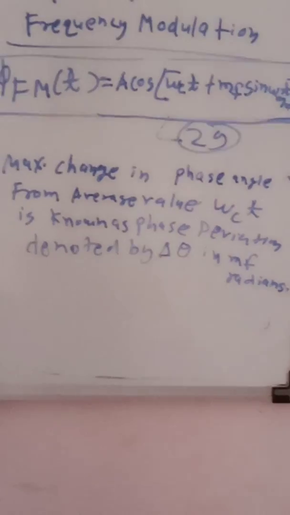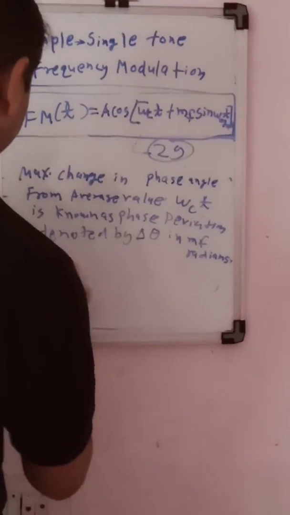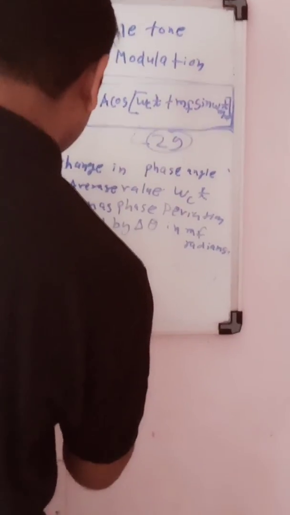So the maximum change in phase angle from the average value omega CT is known as the phase deviation, denoted by delta theta, in MF radians. So this delta theta is MF radians.